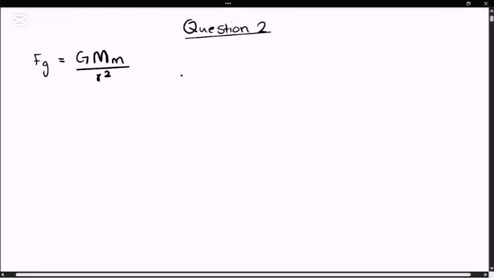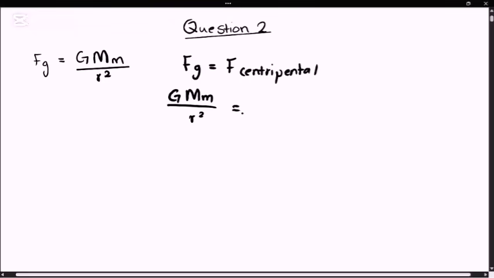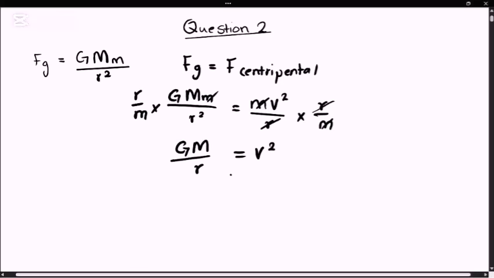So if we have a force that pulls things towards the center, isn't that the same as a centripetal force? That's why we say force of gravity is equal to a centripetal force. We know that the force of gravity, according to the universal gravitational law, is equal to G m1 m2 over r squared, and the centripetal force is given by mv squared over r. So you can multiply by r over m, which gives you GM over r on your left hand side, equal to v squared.